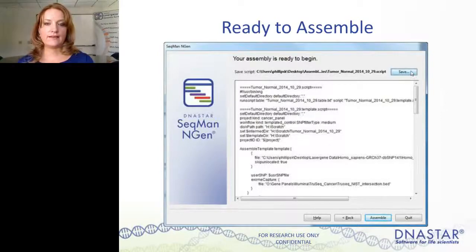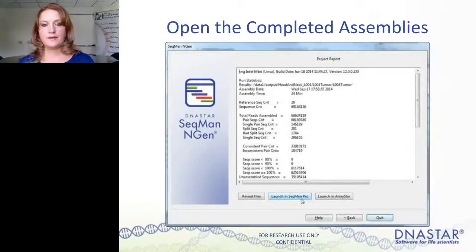And with that, you're ready to assemble. So a script is created here in SeqMan Engine. You can save that out, or you can just click Assemble, which is what I did. And then about 45 minutes later, your assembly will be complete. It depends on the data size. This particular data set took me about 45 minutes for each, for the tumor and the normal. And I'll talk a little bit about how you can actually go even faster with that.